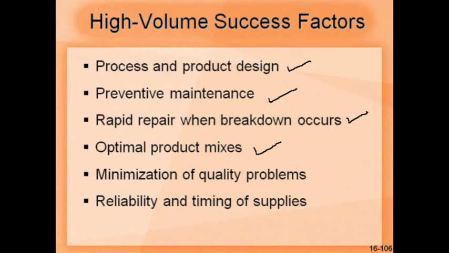Optimal product mixes. To arrive at optimal product mixes, there are many methods companies use, even methods like linear programming, which is a totally quantitative method that has been used a lot. Minimization of quality problems will definitely contribute to success factors. And then the reliability and timing of supplies. Whatever purchase orders have been placed with specific lead times, when they come on time, obviously your productivity will be better.